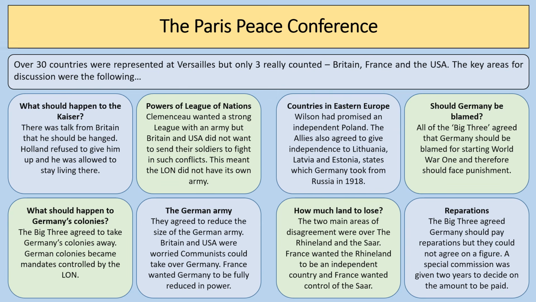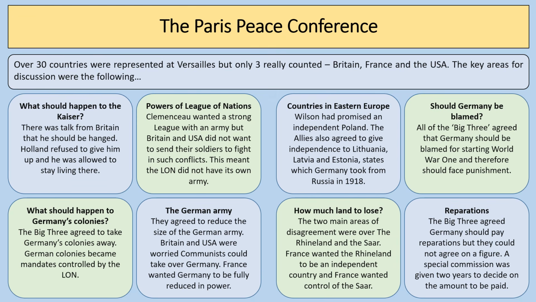So representatives from the major countries in the world gathered in Paris at the end of the First World War in 1919 to come up with the different peace treaties. And in fact, all the treaties at the end of the First World War, such as Versailles, Trianon, Neuilly, Saint-Germain, Sèvres, etc., they're all named after districts of Paris. Now, 30 countries are represented at Versailles, but it's only Britain, France and America that really count.